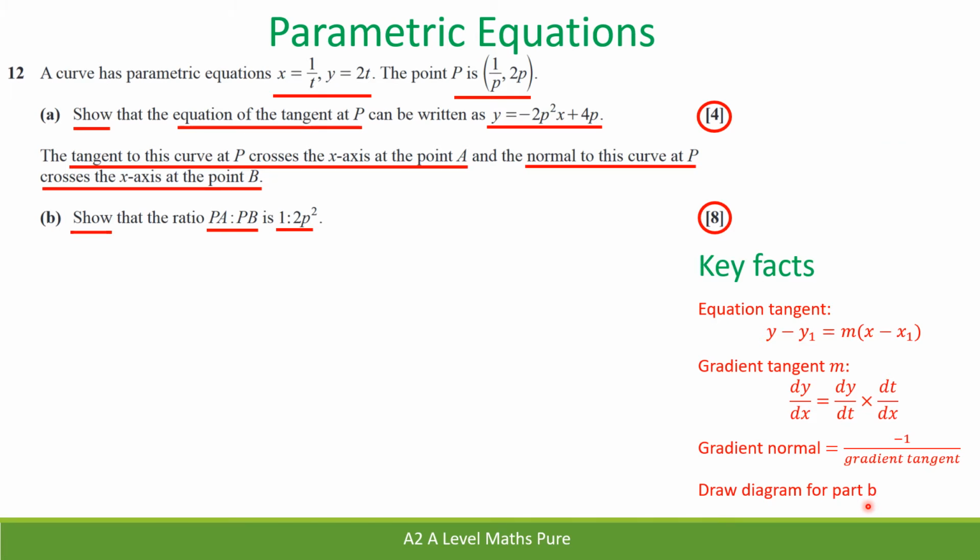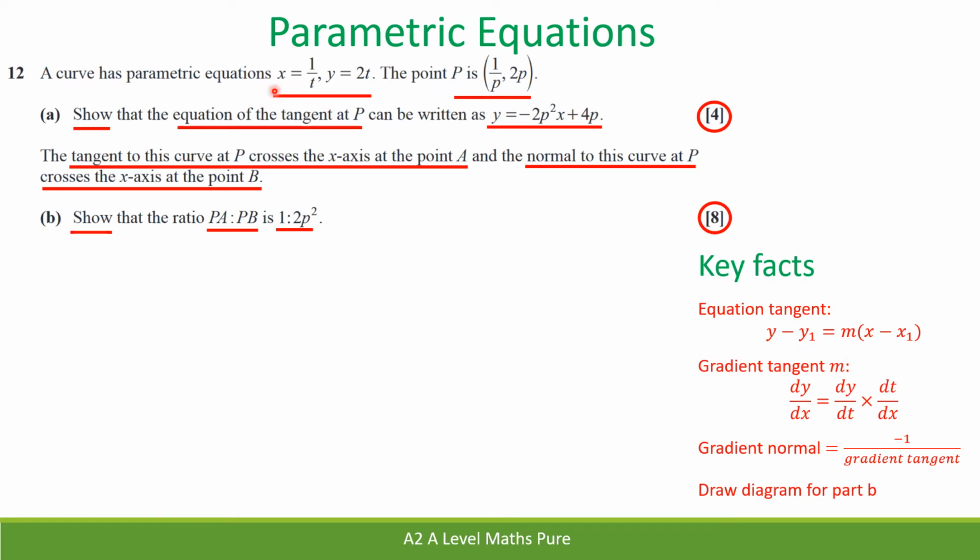Okay, great work, guys. Hopefully you've managed to come up with an answer. To start with, we're looking at the equation of the tangent, which is of this form here. I already mentioned earlier y1 was equal to 2p and x1 was equal to 1 over p, but we've got to work out the value of m.